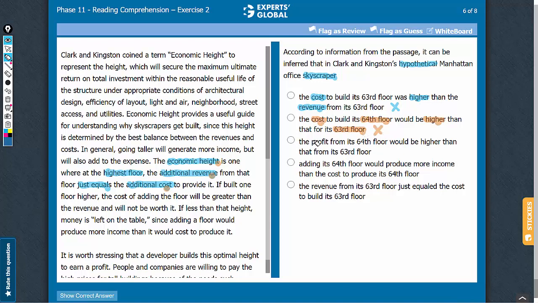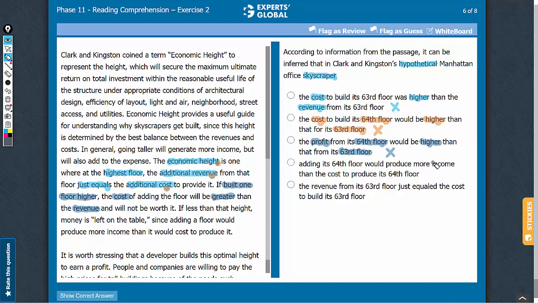Answer choice C. The profit from the 64th floor would be higher than the profit from the 63rd floor. If the economic height of this skyscraper is 63 stories, it means that if we build one floor higher, that means the 64th floor, the cost would be greater than the revenue. So it can be inferred that for the 64th floor, the cost is greater than the revenue, which means that the 64th floor would result in a loss. So it is incorrect to state that the profit from the 64th floor would be higher than the profit from the 63rd floor. So let's eliminate this answer choice.